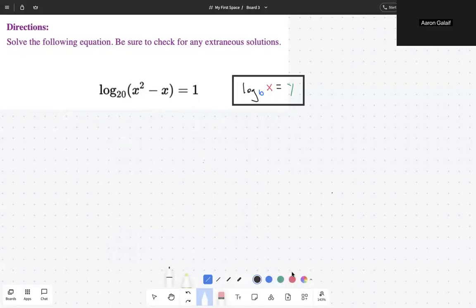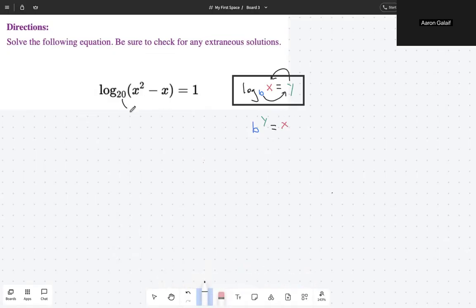All we're going to do here is apply our snail method, which is we're going to start from our base, go across the equals, back across the equal to the x, which will be rewritten as b to the power of y is equal to x. So that's how we're going to rewrite this log equation in order to solve. So let's go ahead and do it.